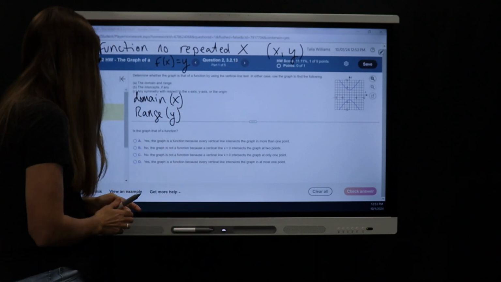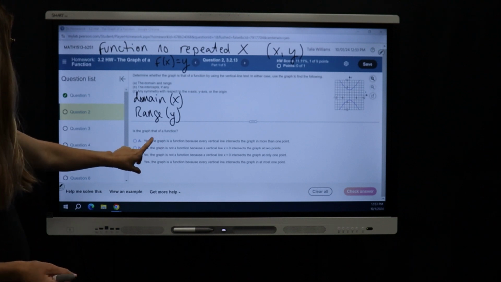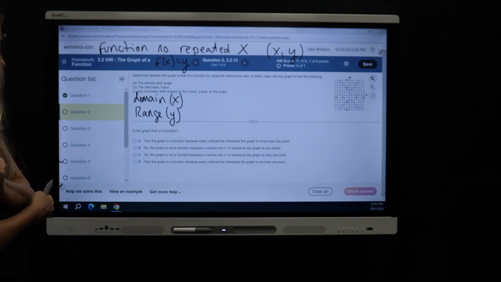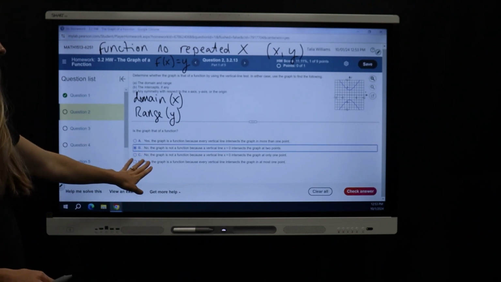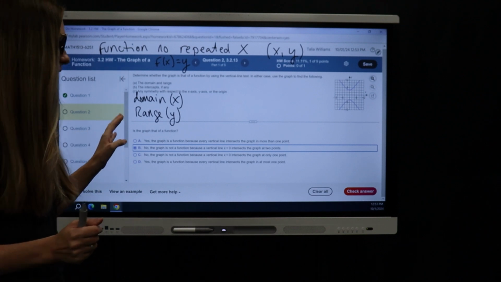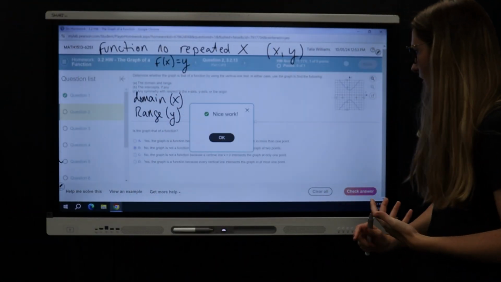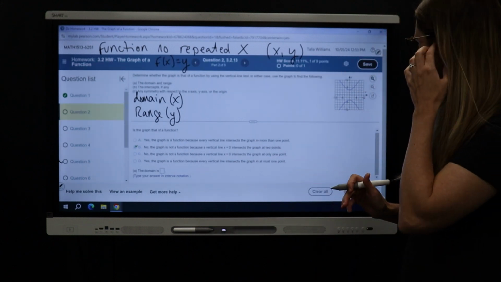Yes, the graph is function. No, the graph is not a function because the vertical line x equals 0 intersects the graph at 2 points. If it only intersects it at 1 point, it is a function. This one's not because it has to cross more than once.